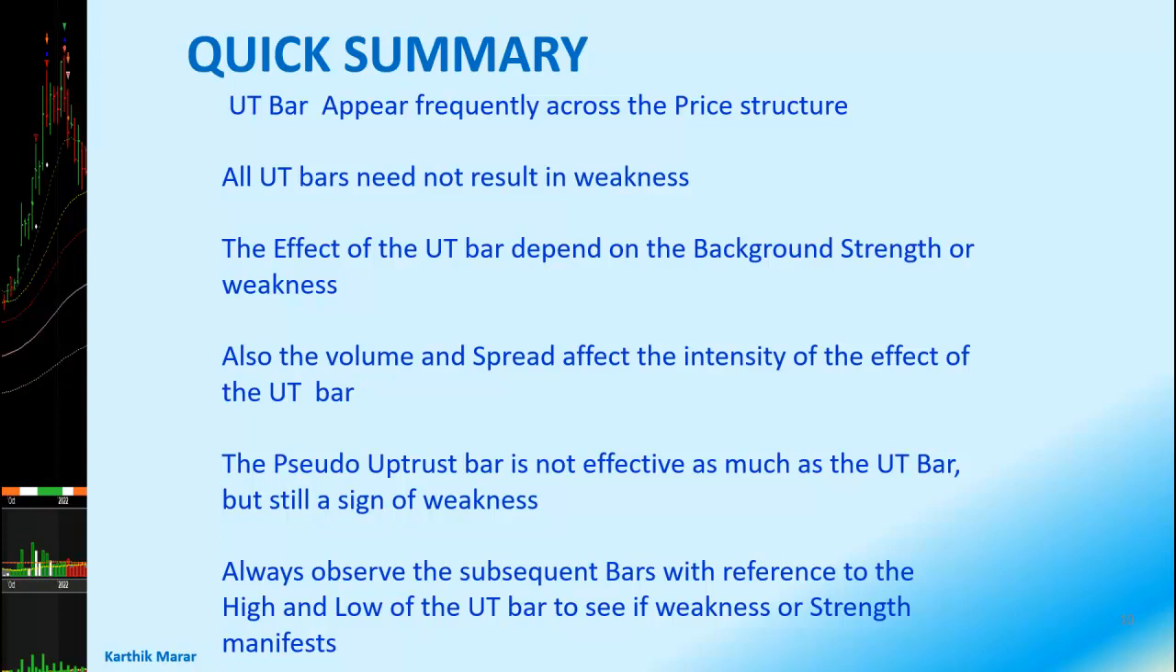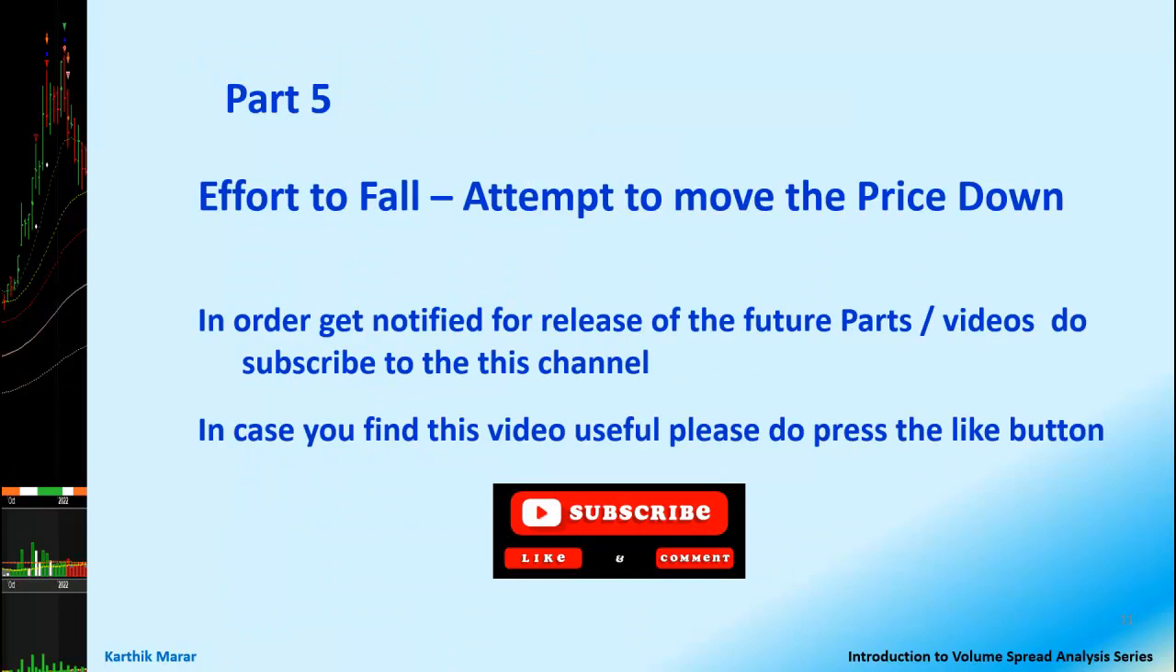The pseudo-upthrust bar is not as effective as the UT bar, but still it's a sign of weakness and we need to take care. Always observe the subsequent bars with reference to the high and the low of the UT bar to see if weakness or the strength manifests. In the next part, we will look at the effort to fall or the effort to move down bar in detail.